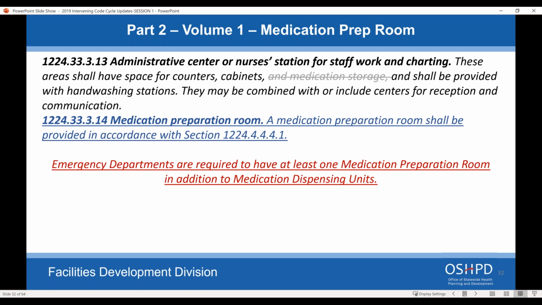So we've added the language back in to match Title 22 that a med room shall be provided in accordance with 1224.4.4.4.1, which is the med room requirement. Just as a note, emergency departments are required to have at least 1 med room, and then they can have Pyxis or Omnicell type medical dispensing units throughout, but they need to have at least a minimum of 1 med prep room for security purposes.